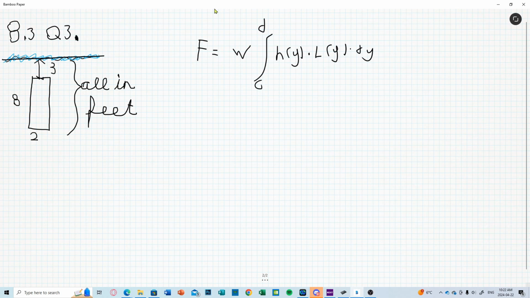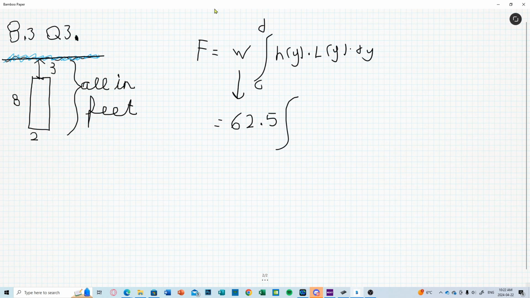The weight of our liquid is going to change depending on what liquid it is, but since it's water, and since we know it's in feet, depending on the textbook, it's either going to be 62.4 or 62.5, but for this example, we're going to use 62.5.